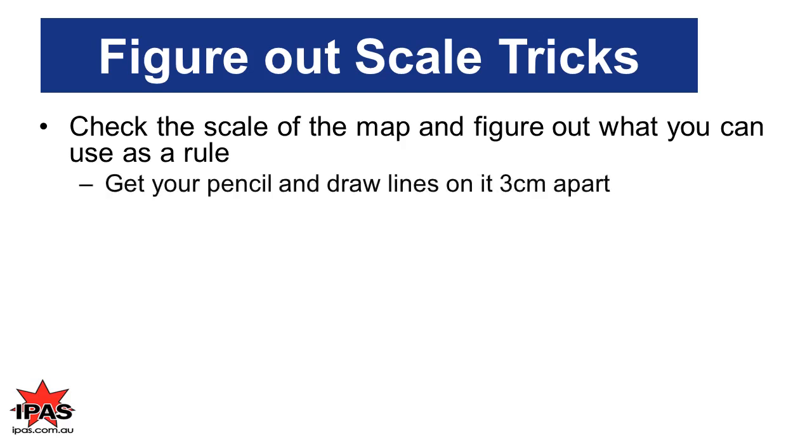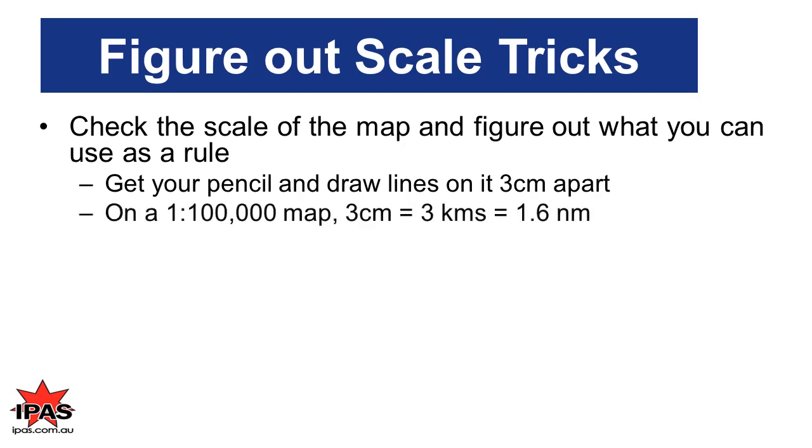Now let's say, for example, you're using a 1 to 100,000 scale map. So if you draw your lines on it 3 centimeters apart, on a 1 to 100,000 scale map, 3 centimeters on the pencil, when put on the map, will indicate 3 kilometers. Because remember, on that 100,000 scale map, 1 centimeter on the map is equal to 1 kilometer on the ground. So 3 centimeters obviously equals 3 kilometers, which is 1.6 nautical miles.